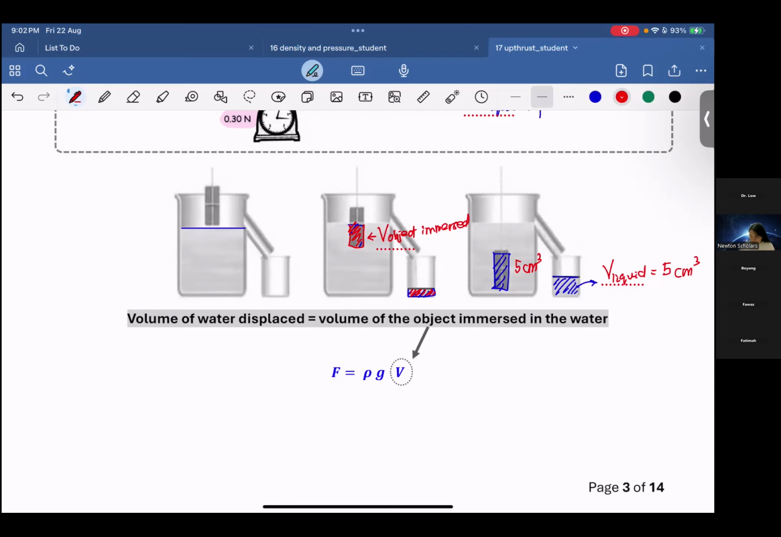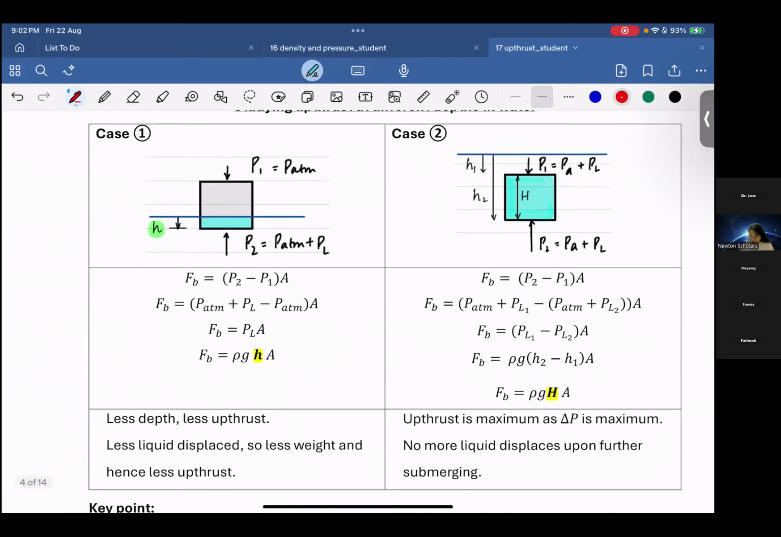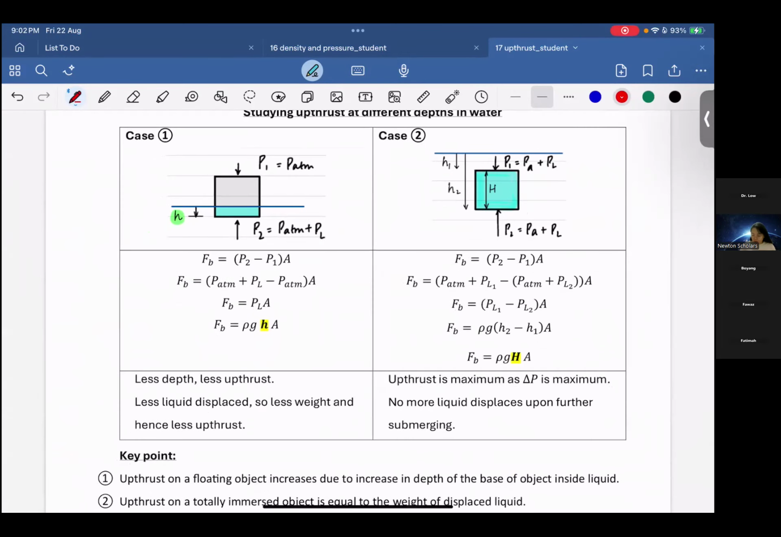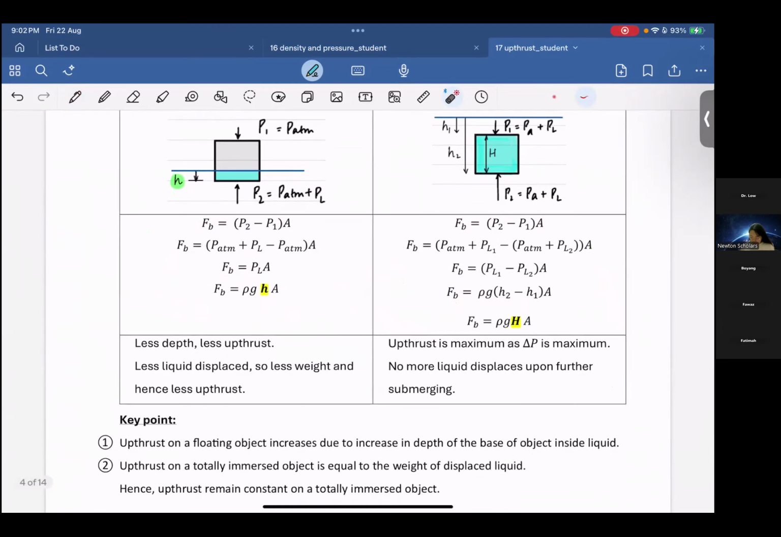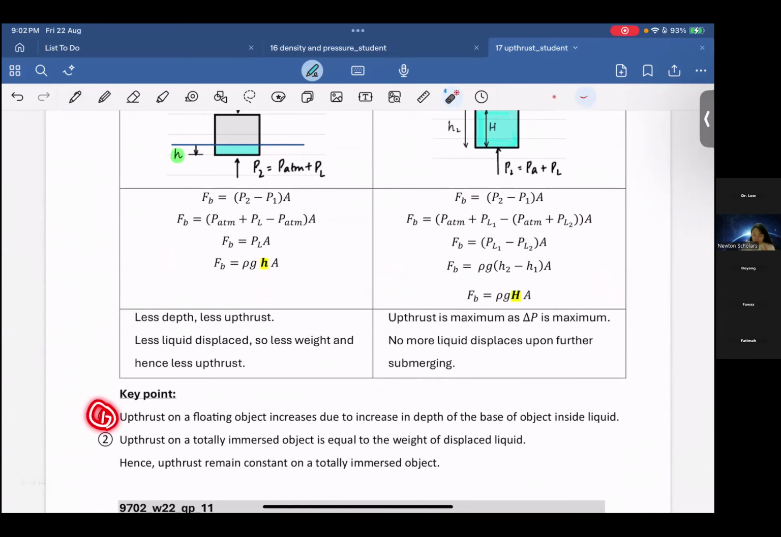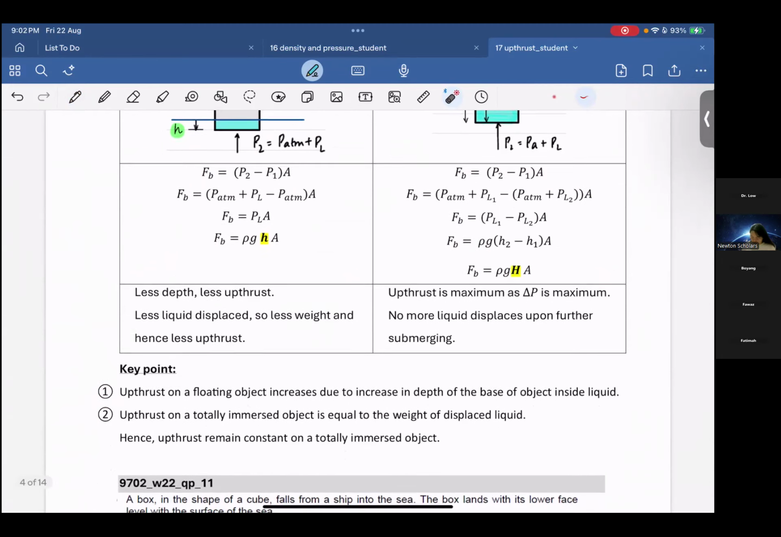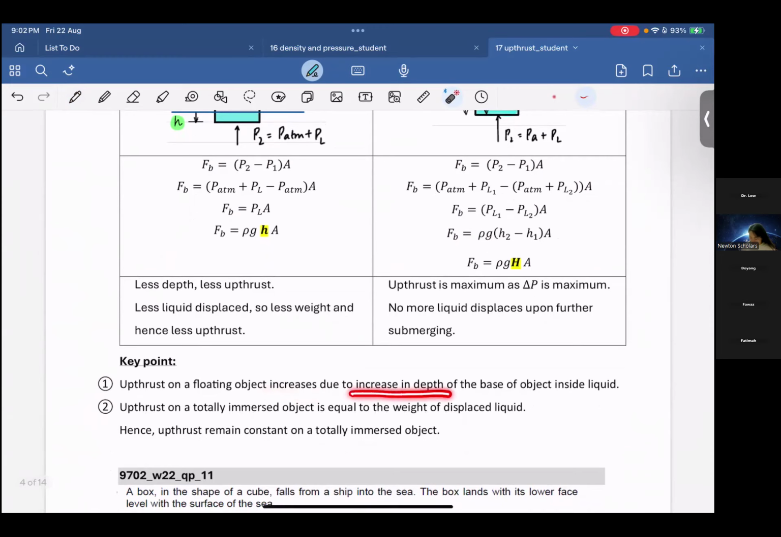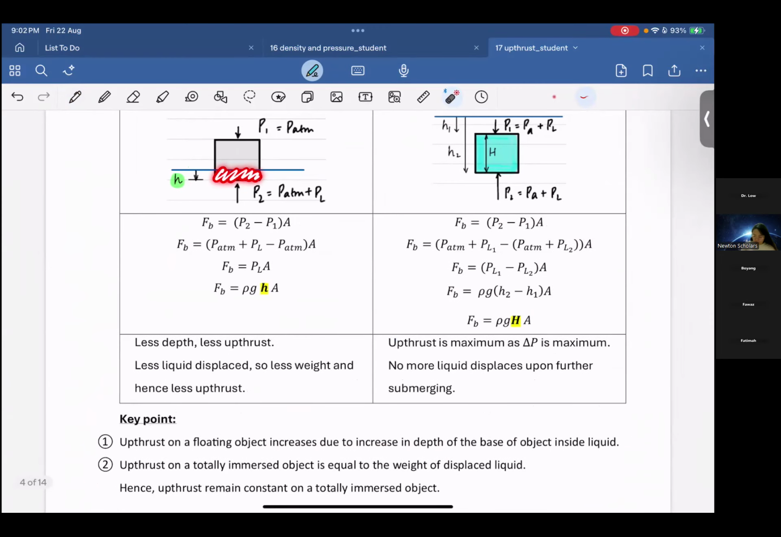This is the volume of object immersed. Here, the derivation you can ignore, but if you are good enough, you can go into a little more detail. The main thing I want to tell you are these two key points. Upthrust on a floating object will increase due to the increase in depth. So when this part increases, your buoyant force will start to increase. When we go to 75%, H will of course increase, so your buoyant force will increase again.